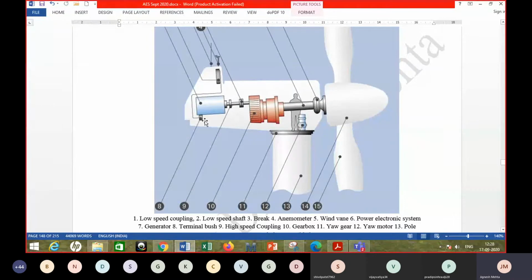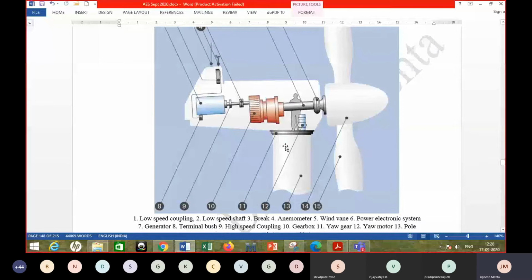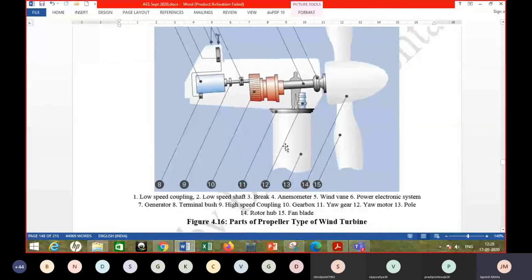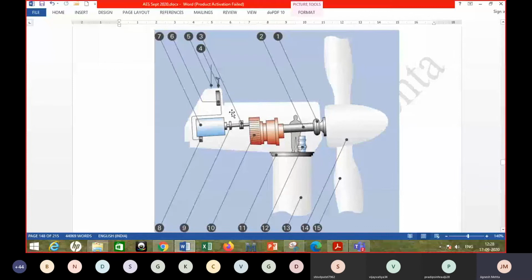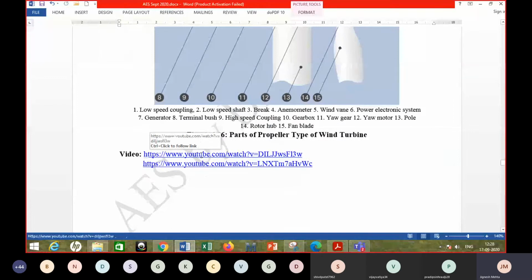Okay, this 8 is the terminal brush, and so I think I have discussed all the components. Right. 6 is the power electronic system, this one. Okay, so let me play these videos one by one.